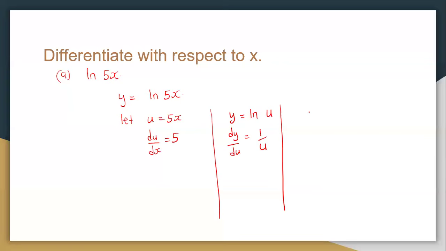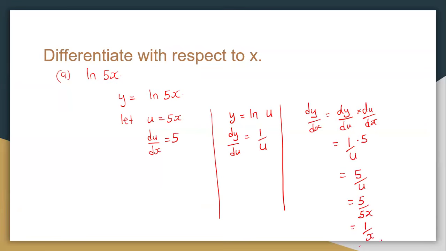Therefore, to obtain our dy/dx, we shall have dy/du times du/dx. dy/du is 1 over u, times du/dx, which is 5. Therefore, we shall have 5 over u, but our u is 5x, so we shall have 5 over 5x. Members always reduce, so this would be 1 over x. And then you stop there. So that's how you show how it comes about.